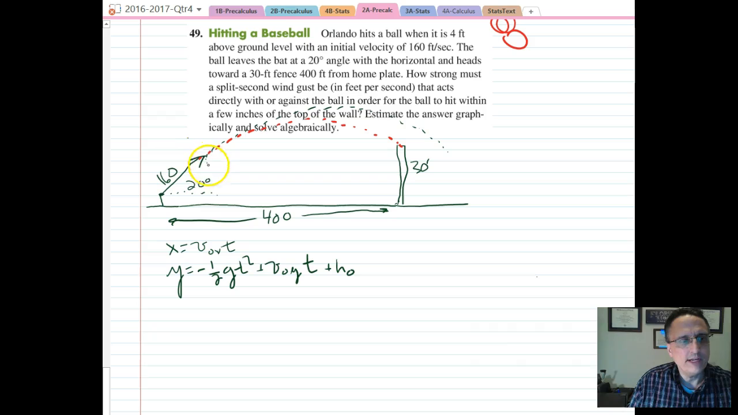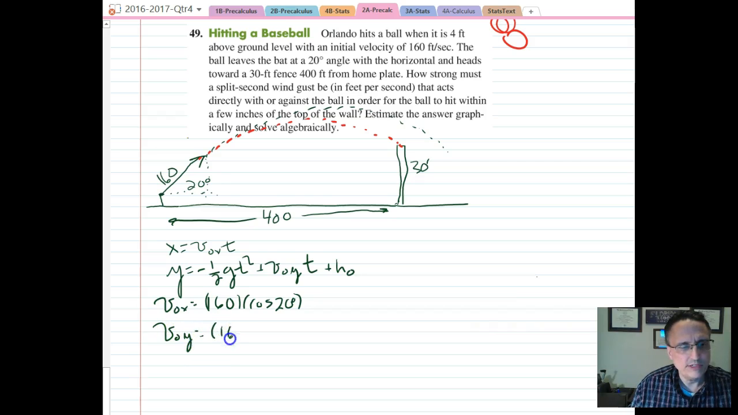Now the way that we're going to come up with these initial velocities in the x and y direction is we're going to take the 160 and break it into its two components. So the initial velocity in the x direction is going to be the 160 feet per second times cosine of 20 degrees. Initial velocity in the y direction will be 160, but we'll multiply that times the sine of 20 degrees.